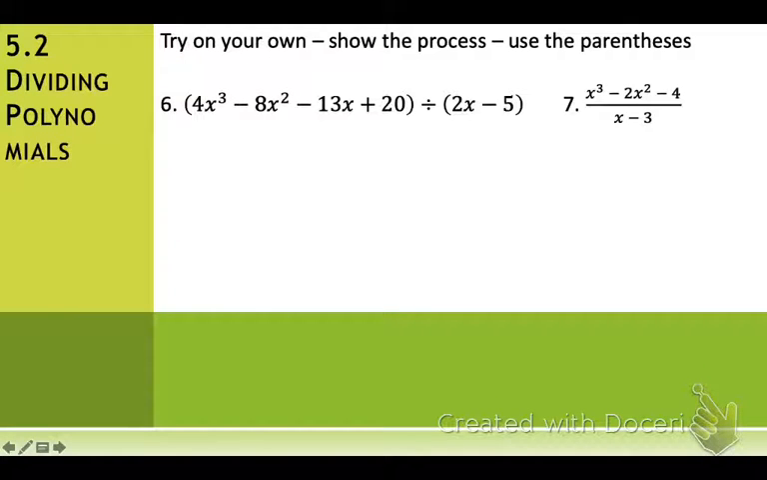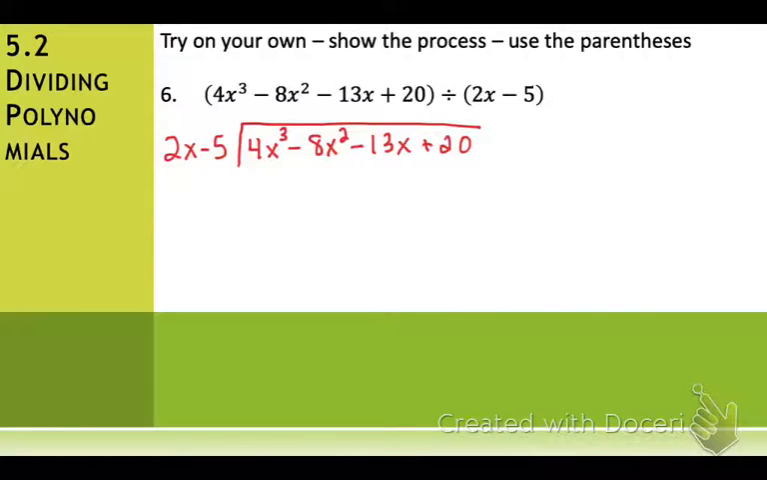Alright, I got 2 more for you to try on your own. Again, show the process, take your time, and check back in when you're done. So first thing I did on number 6 is I just rewrote it. And so now 2x goes into 4x cubed. 2x squared times.